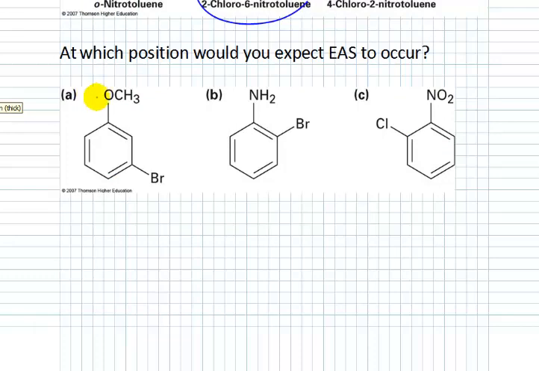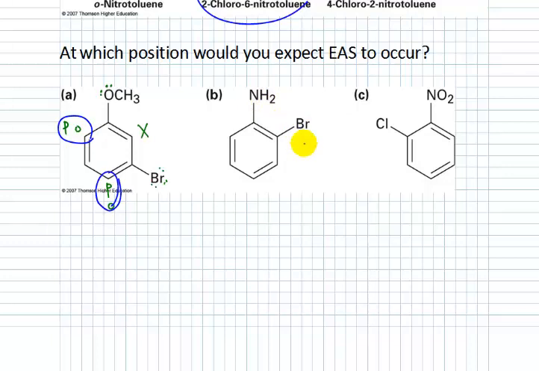Let's see if we can predict at which position electrophilic aromatic substitution would occur with these. I've got a methoxyl group, OCH3, so identify the lone pairs. Got a bromine. Both of those are ortho para, so identify the positions ortho. Here's ortho to OCH3, but that's in between two groups, so steric strain prevents that. Para to OCH3, ortho to bromine, para to bromine. So electrophilic aromatic substitution would occur at a mixture of those two sites next to both of those groups that are meta to each other, but not in between.